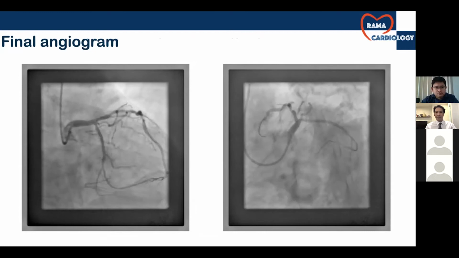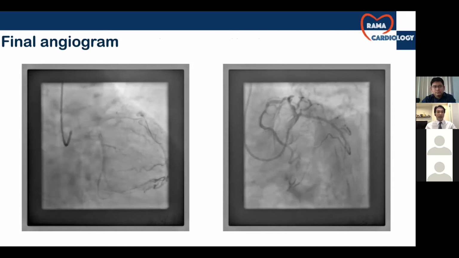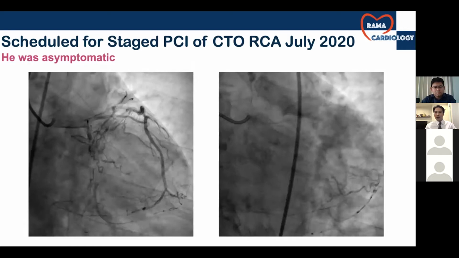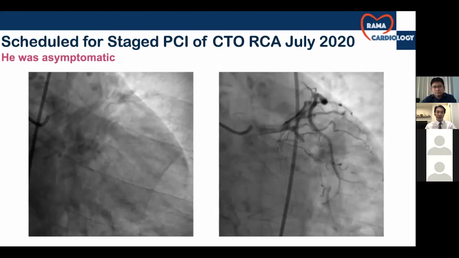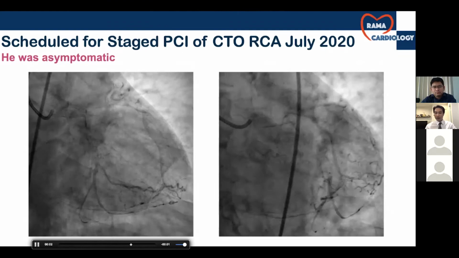This was in January this year. The patient was scheduled for the CTO of RCA when I went to visit him at the hospital in July this year, around 5-6 months after the first procedure. You can see the circumflex stent was occluded already, and the RCA also had a CTO.